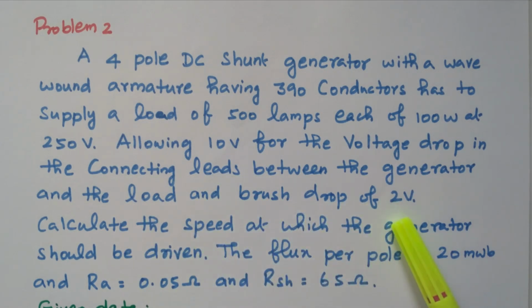Brush drop of 2 volts is available. Calculate the speed at which the generator should be driven. We need to find the speed of the generator. The flux per pole is 20 milliweber. The armature resistance is 0.05 ohm and the shunt field resistance is 65 ohm. So these are all the data given.